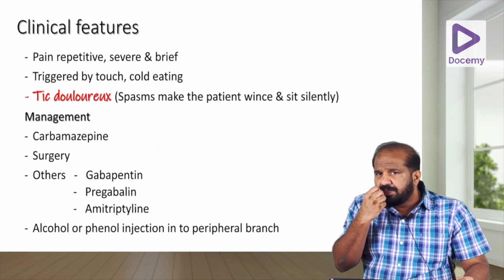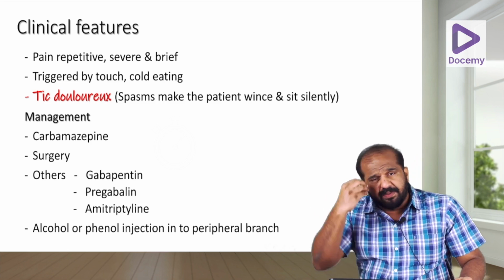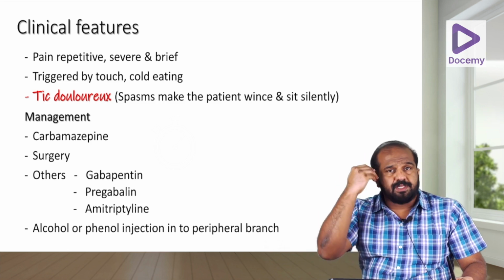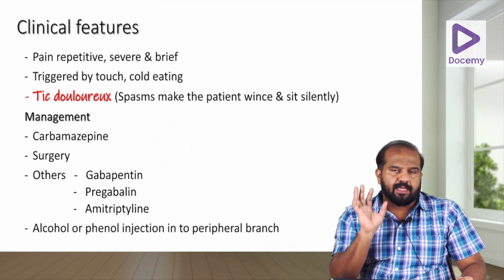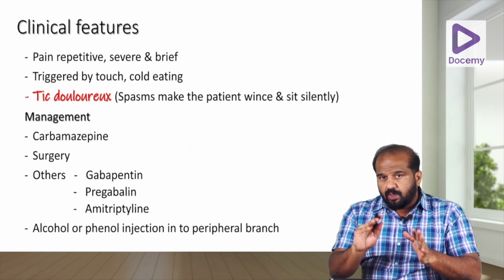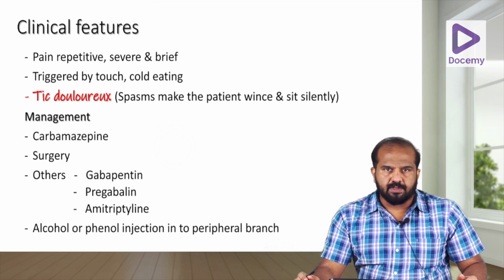And it may be seen in the ear also. The dental pain may be seen in the ear also. Okay. You may have lymph nodes here due to dental caries. So trigeminal neuralgia is a close mimicry of dental caries.